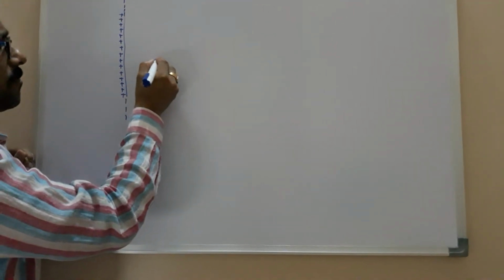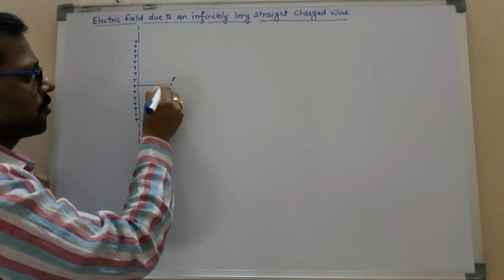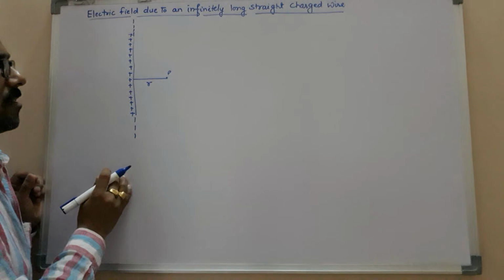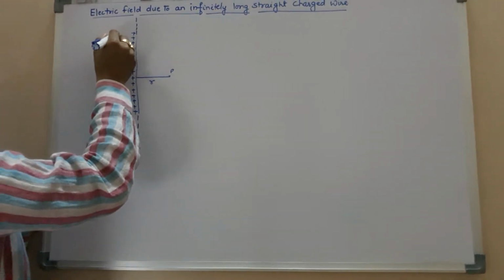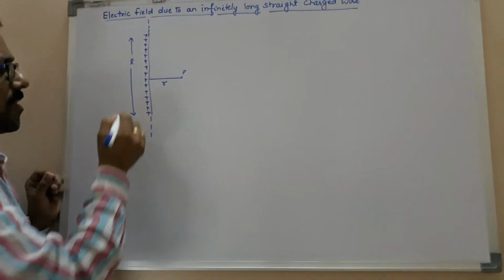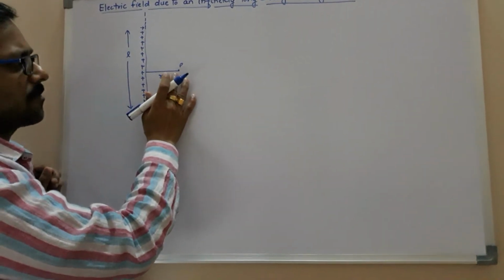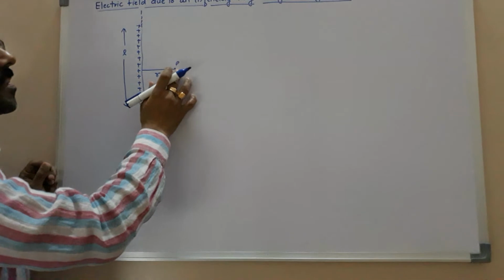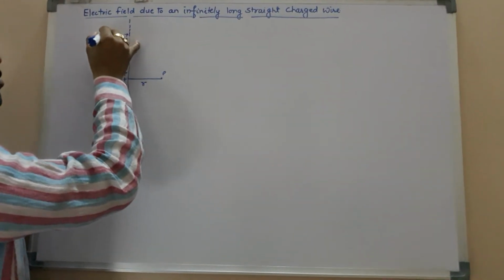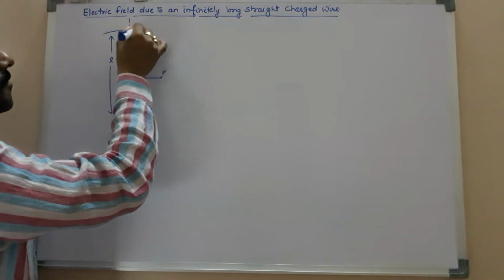Let P be the point where we have to calculate the electric field, which is r unit away from the wire. Let the wire have the length L. L is the length of the wire. Now to calculate the electric field at point P, we have to use Gauss law, and according to that we have to take a Gaussian surface.